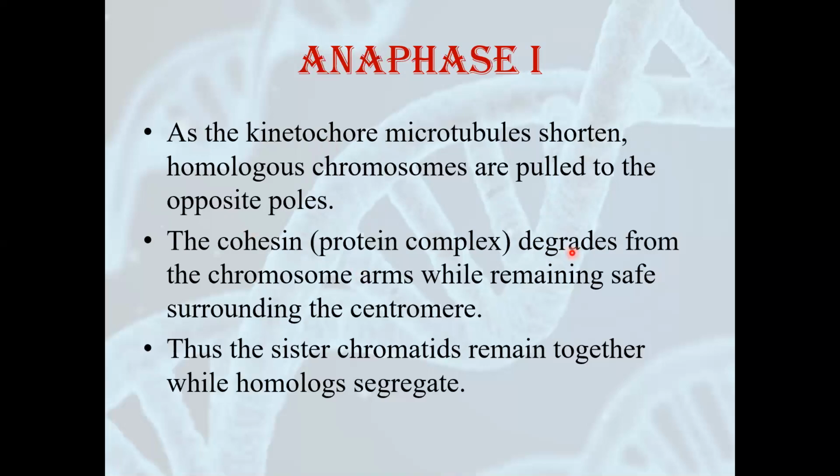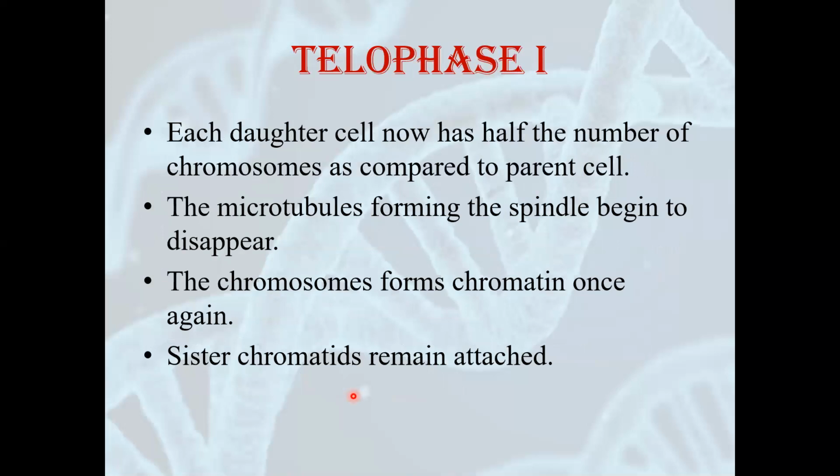The cohesin protein will degrade from the chromosome arms while remaining safe surrounding the centromere. Cohesin protein will remain near the centromere so that the two sister chromatids are attached to each other, but the homologous chromosomes will be away from each other because the cohesin protein, which is responsible for binding these arms, will degrade. So the sister chromatids remain together while the homologs segregate. That means they separate.